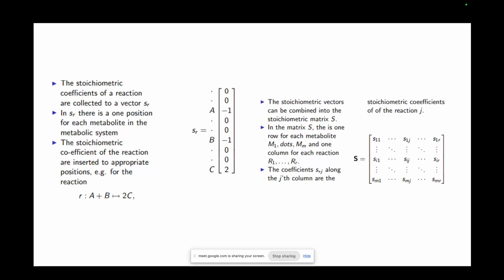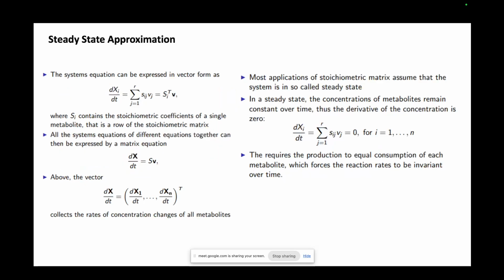Now all the metabolites will not be involved in all the reactions, so in some of these vectors you'll find a lot of zeros and only a few non-zero coefficients, which denote that only those metabolites are involved in the reaction. The coefficients Sj along the jth column are the stoichiometric coefficients of the reaction j, as I was saying. So each column denotes a particular reaction, and each row denotes a particular metabolite. I hope I'm clear till now.